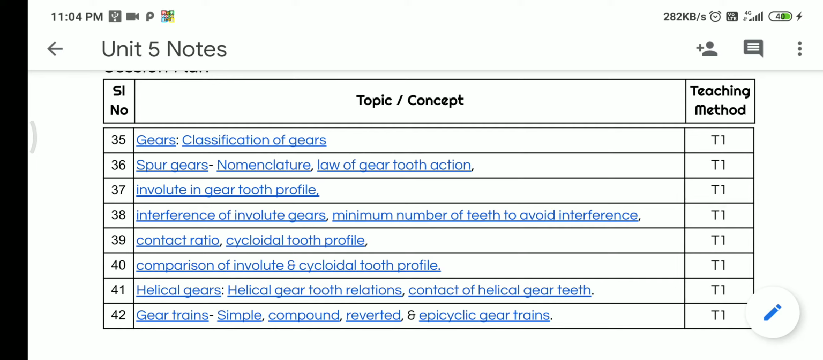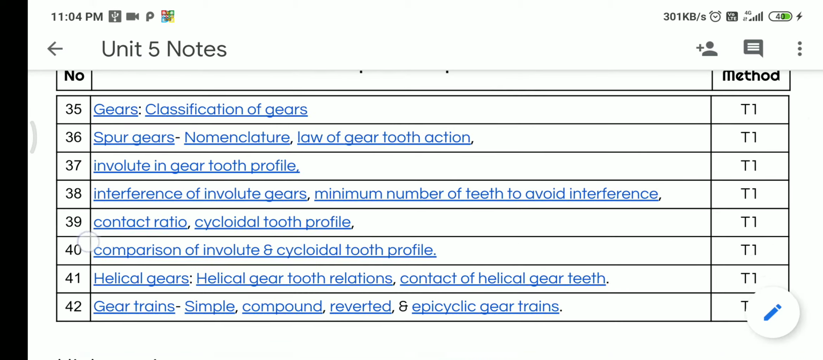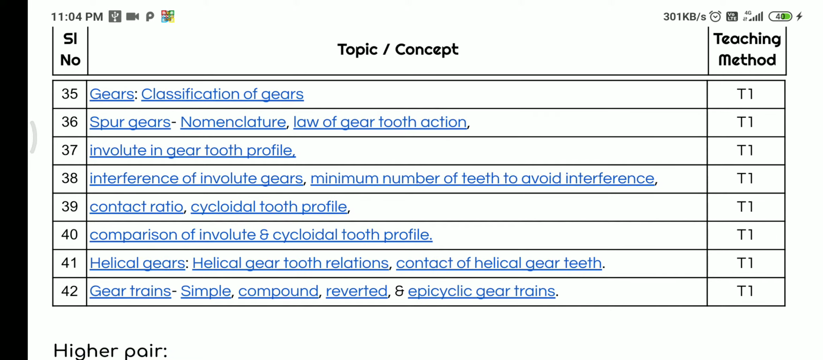Hello, welcome back. In the previous video I showed you how to refer to these notes and how to use the different linking structure in this document to jump to different topics. We also saw the introduction to gears. In this video we'll be continuing to see the classification of gears.